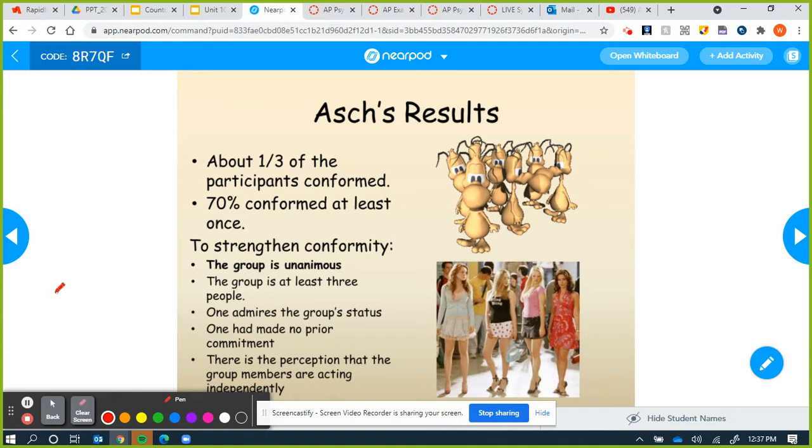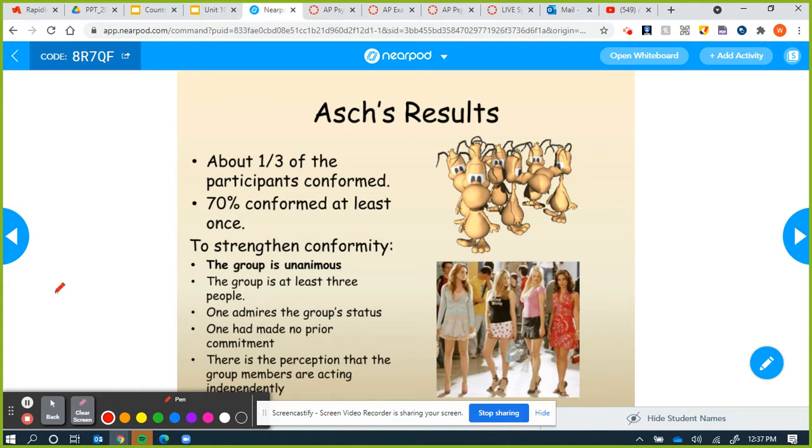conformity, all right, if the group is unanimous, if it's larger, if you admire the group status, all of this stuff that we were talking about last class is going to come back up later on today, especially when we talk about groupthink.